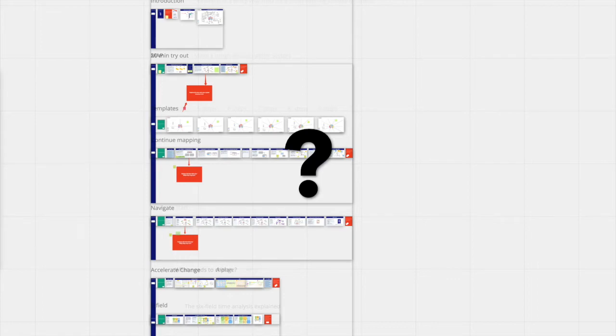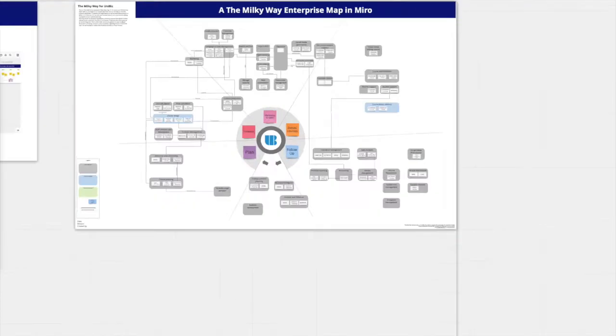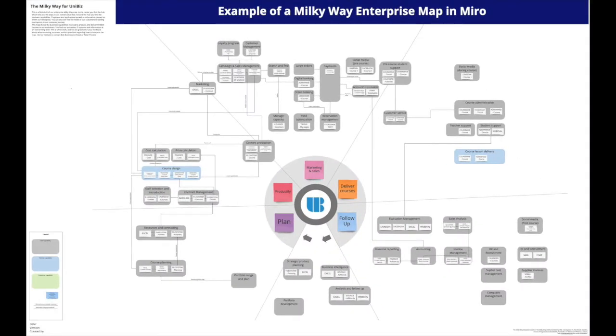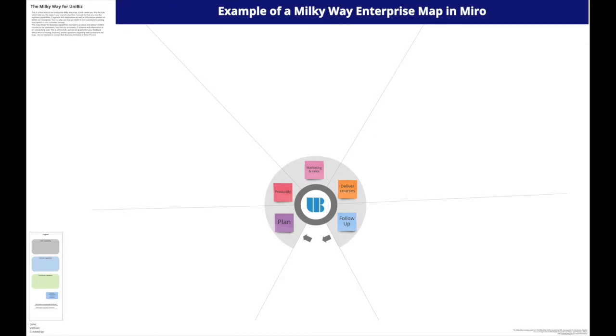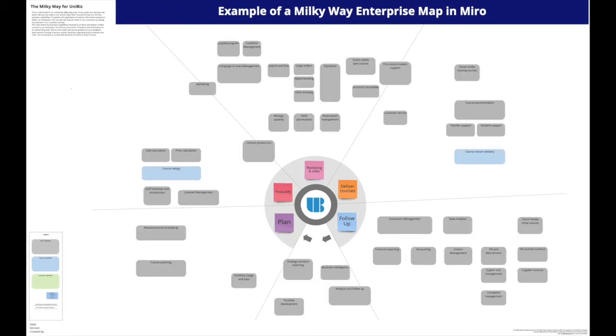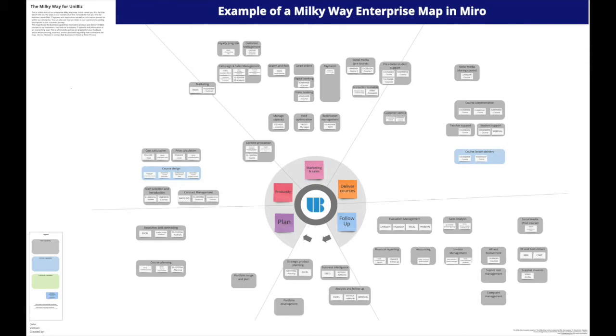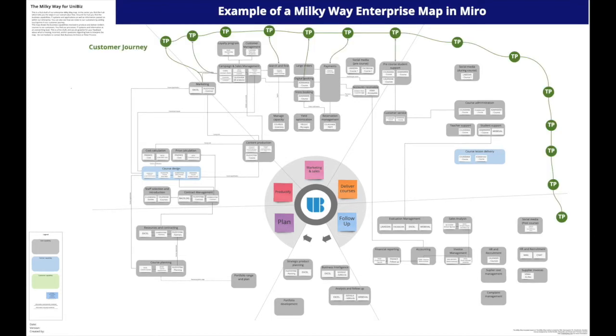So, what is the Milky Way? The Milky Way is an enterprise map. A map showing you what you do in which order, what applications you use while doing this, what information needs to be communicated between different parts of the enterprise, as well as how you interact with your customers and partners.